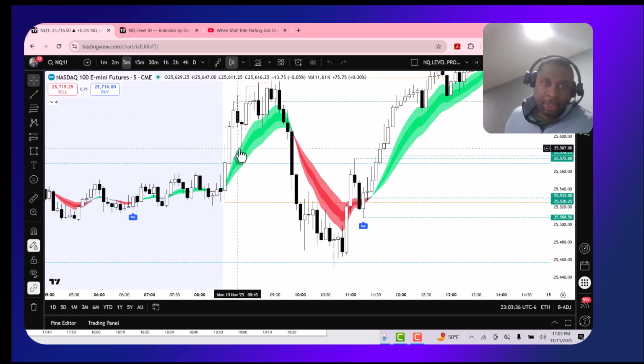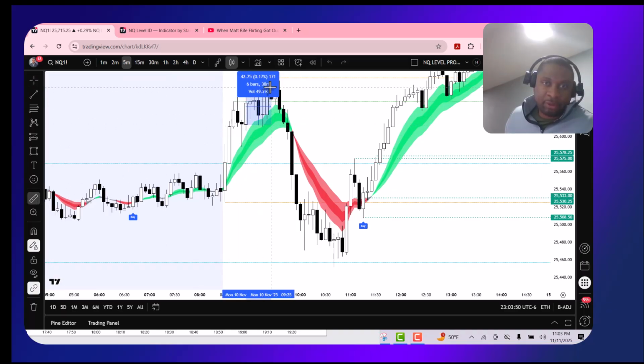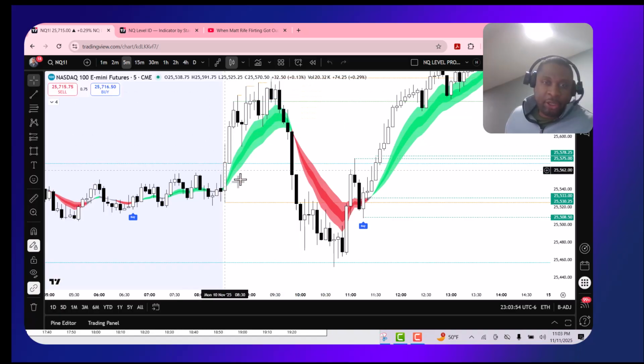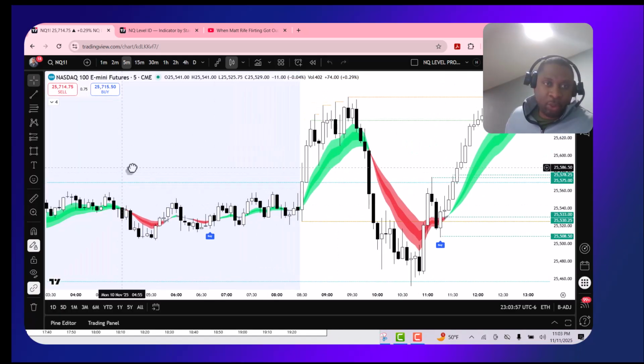It popped up, came right down into the band area, and then spiked all the way back up. Or you could have got in right here after this long rejection candle, showing that it was truly still continuing the trend, and got in and hit the market all the way up there. All right, so that's how you use the indicator. That's the best way to use it.